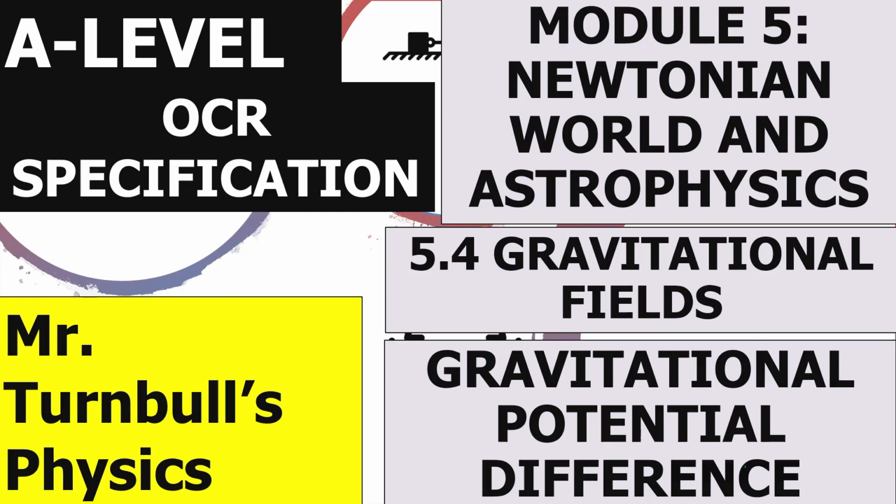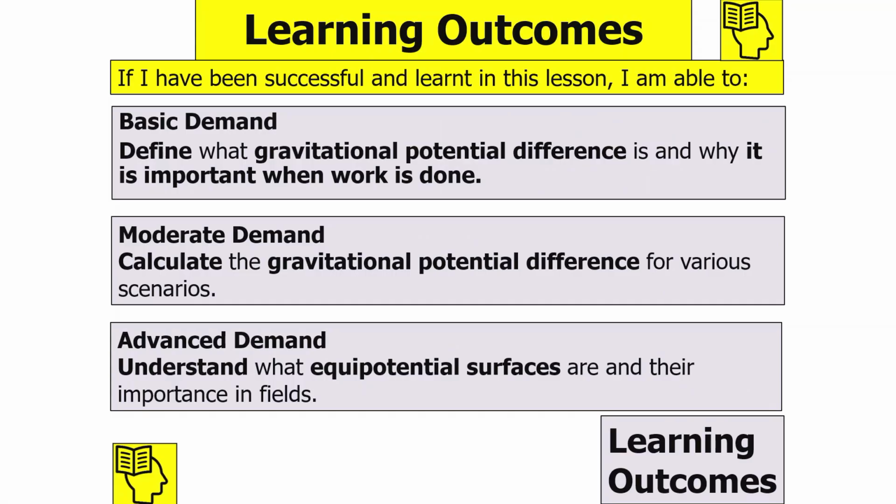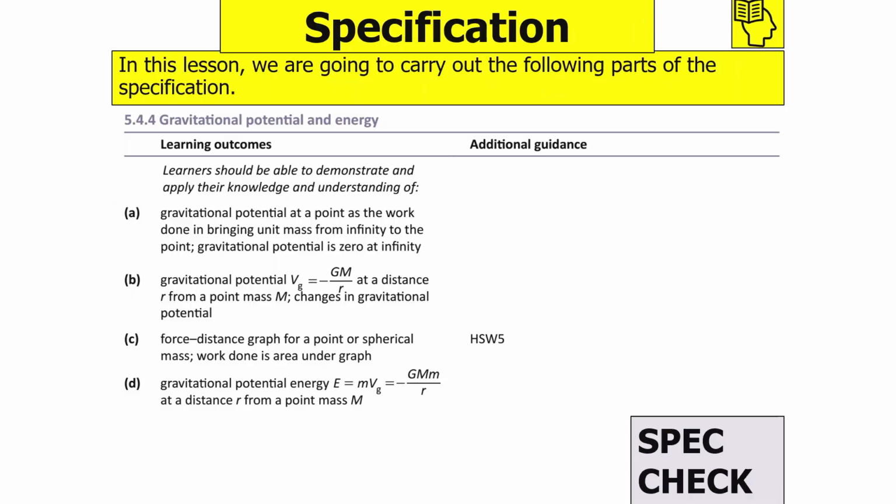So if we've been successful and we've learnt in today's lesson, we should be able to define what gravitational potential difference is and why it's important when work is done, calculate the gravitational potential difference for various scenarios, and understand what equipotential surfaces are and their importance in fields. So we're going to be looking at 5.4.4 gravitational potential and energy for OCR A-Level Physics.